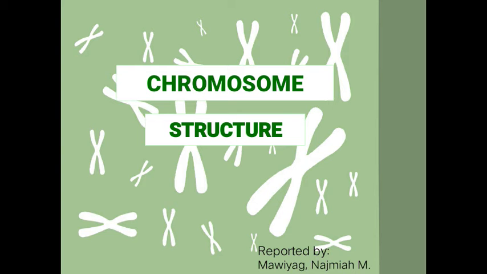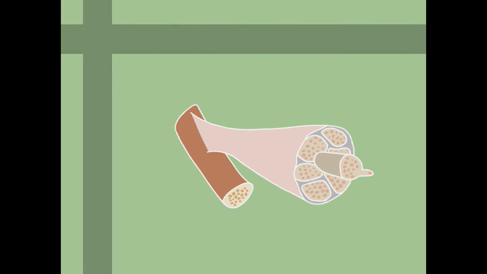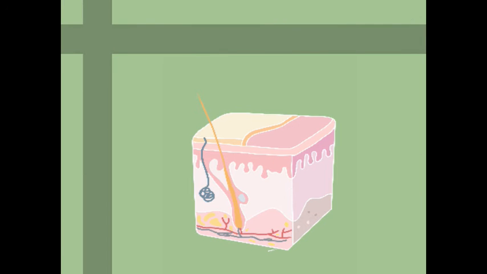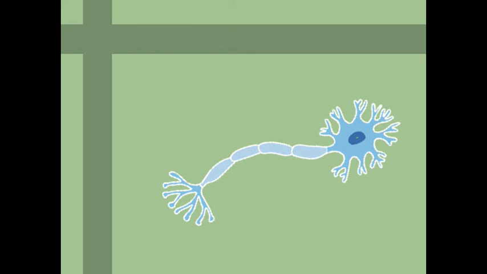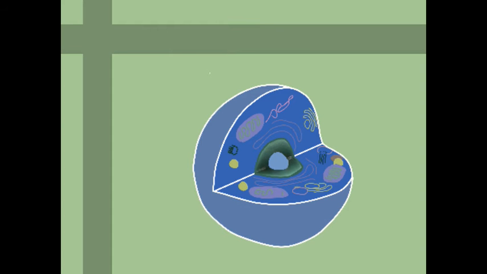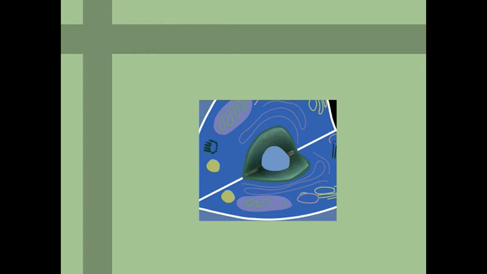All living organisms are composed of cells. Our body is made up of many different kinds of cells, such as muscle cells, skin cells, and nerve cells. However, every cell, no matter what its job, has the same basic parts. And every cell has its own control center that is called the nucleus. The nucleus contains chromosomes and is surrounded by a nuclear membrane.